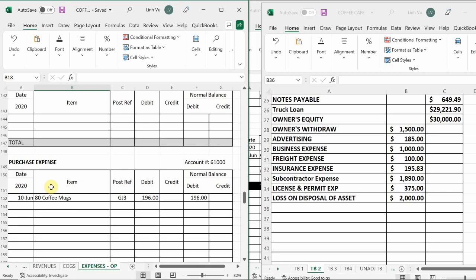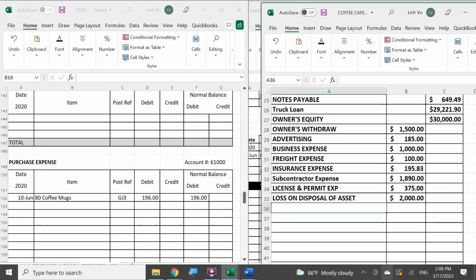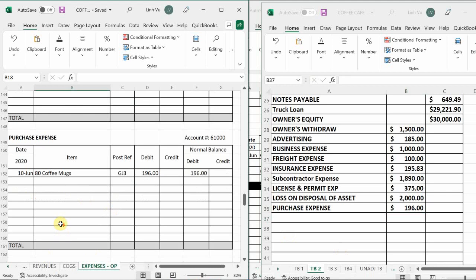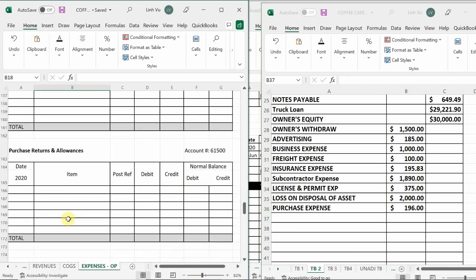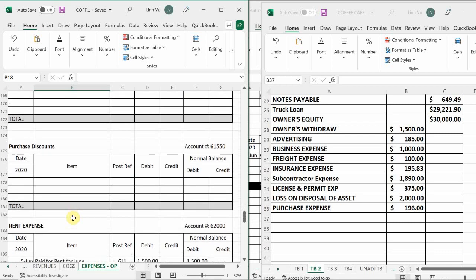However, yes, we did make a purchase of periodic inventory. So yes, we do have a purchase expense for the $196. Okay. We haven't encountered any returns or allowances yet or any purchase discounts because we haven't paid for my purchases yet.